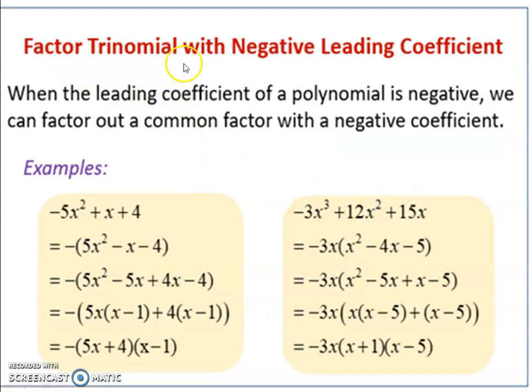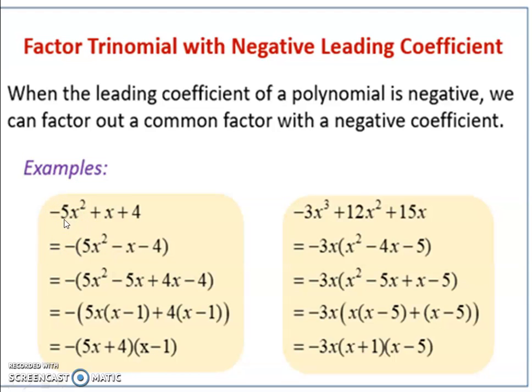Factor a trinomial with a negative leading coefficient. That means if there is a minus, what is the minus? When the leading coefficient of a polynomial is negative, we can factor out a common factor with a negative coefficient. In this example, −5x² + 4x + 4 is there. It is a quadratic equation, but this coefficient is negative.